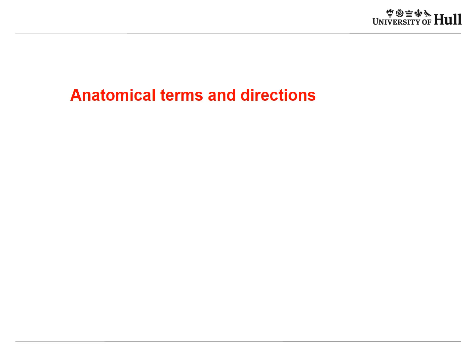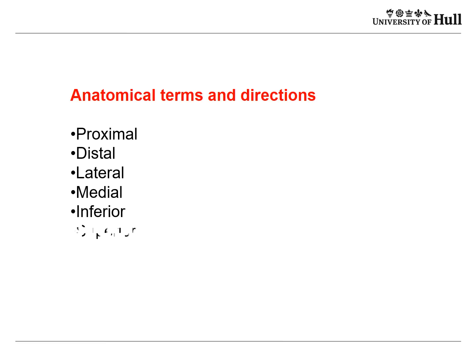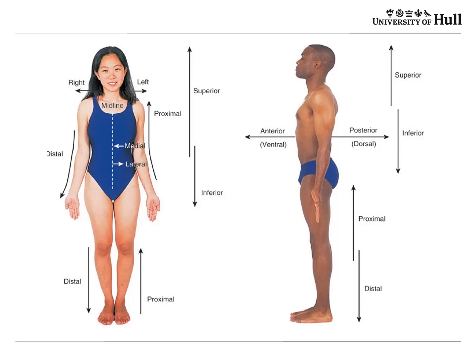We'll look at the terms proximal, distal, lateral, medial, inferior, superior and posterior and anterior. Looking at this diagram here, we can see that anything that is at the top of the body or above another part of the body is considered to be superior. For example, the head is superior to the chest and the thorax.